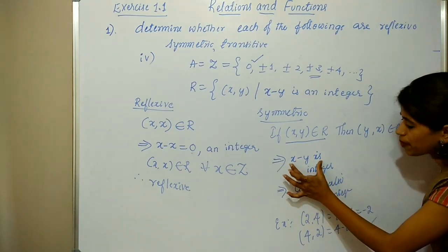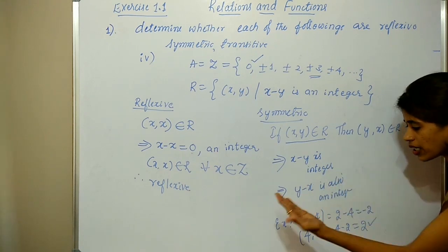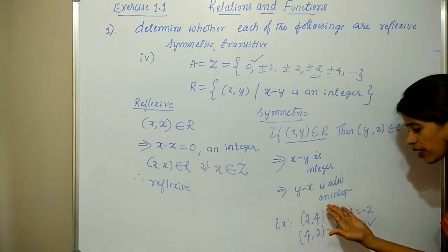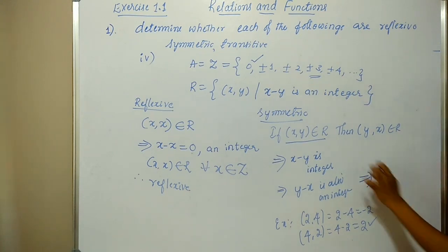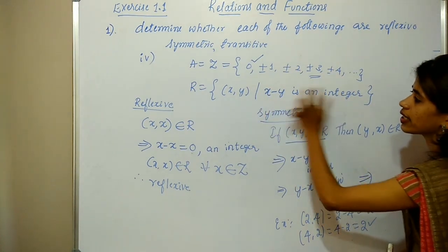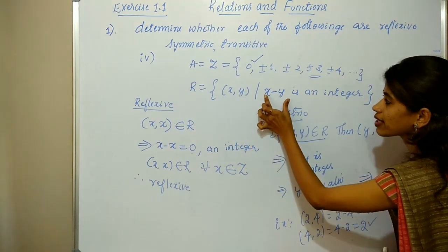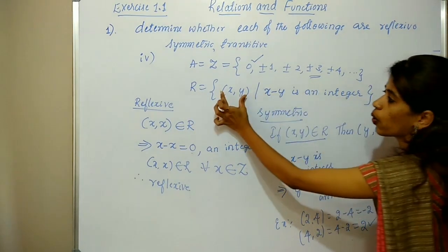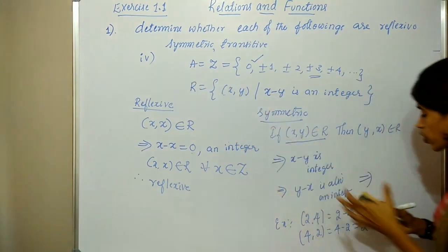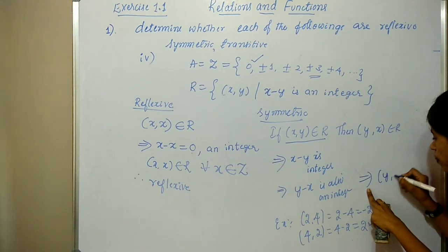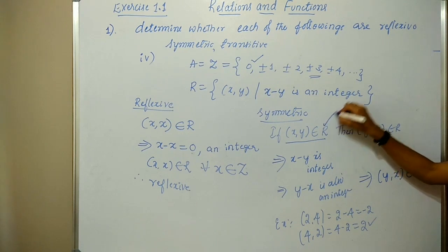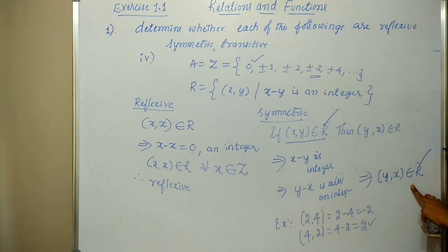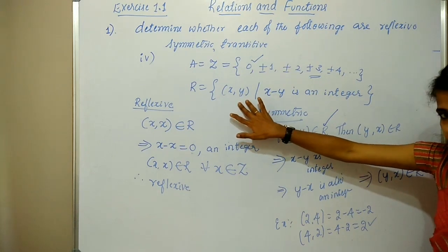So, x minus y is an integer, and it means y minus x is also an integer. If x minus y is an integer, then (x, y) belongs to R. If y minus x is an integer, then the ordered pair (y, x) belongs to R. So, (x, y) belongs to R implies (y, x) also belongs to R. Therefore, this relation is symmetric.